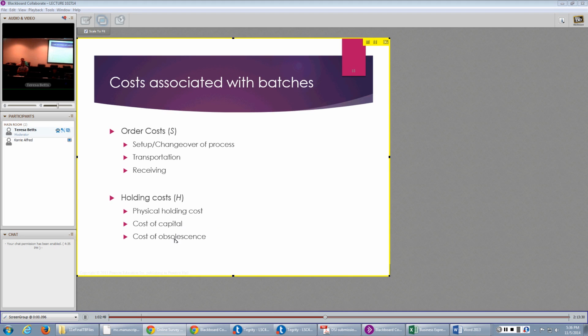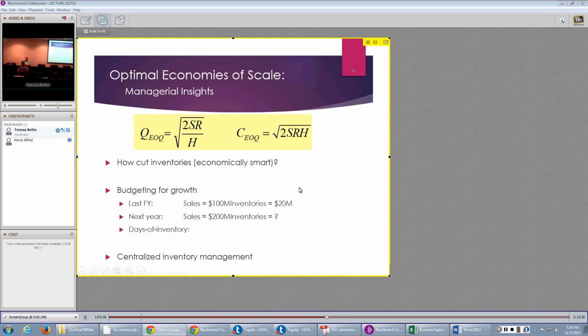So things that are associated with our different batches in terms of order costs: if we're in production, if I have to change from one production run to another, there are machines that have to be set up differently. There's cost to change over that process. There's transportation costs, and there's receiving costs. So all of those would be included in order costs. Holding costs are the physical cost of holding the unit, the cost of capital, and the cost of obsolescence. Okay.